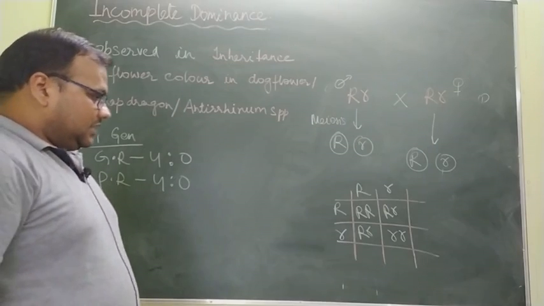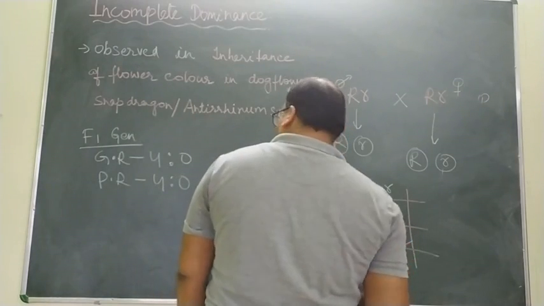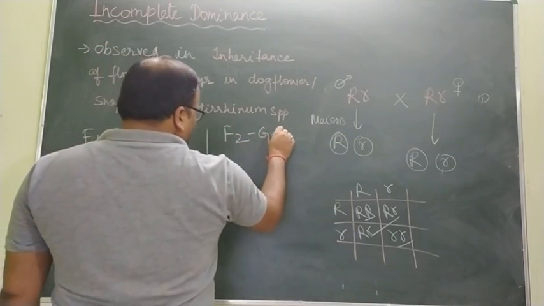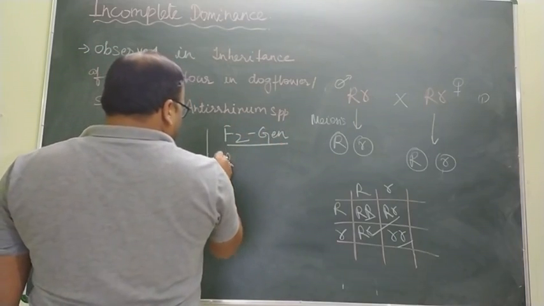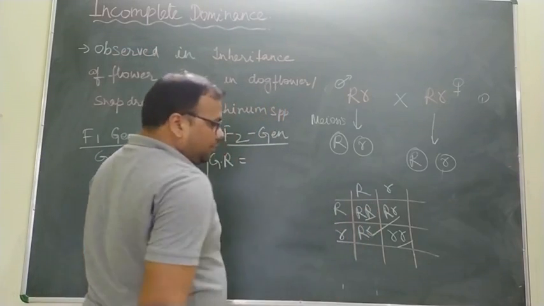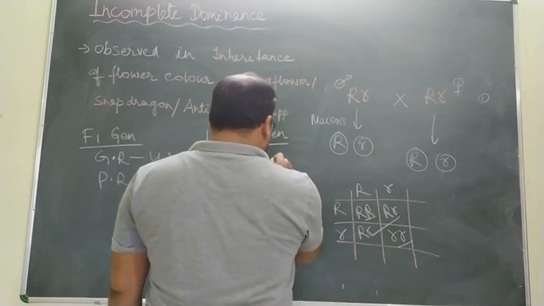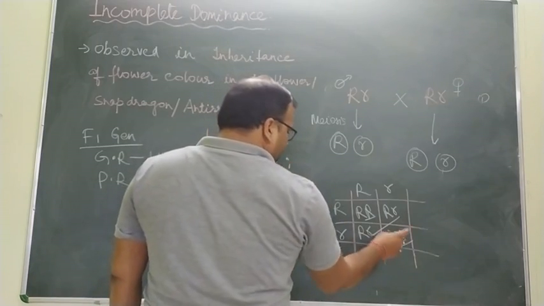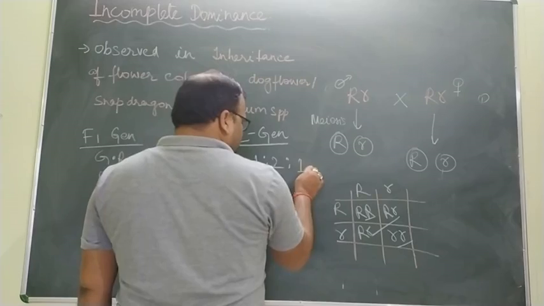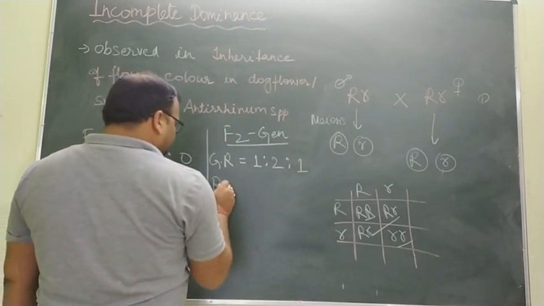So the genotypic ratio will be 1:2:1. In case of F2 generation, the genotypic ratio is: one plant having both dominant alleles, so this is 1. Two plants having heterozygous genotype, and one plant with homozygous recessive genotype. So this is the genotypic ratio. Then what will be the phenotype?